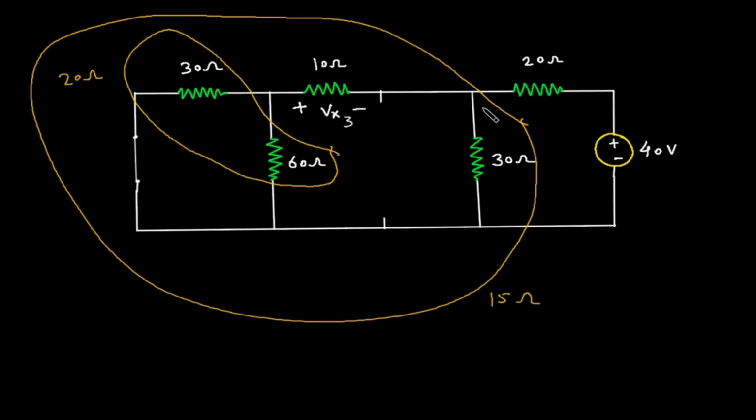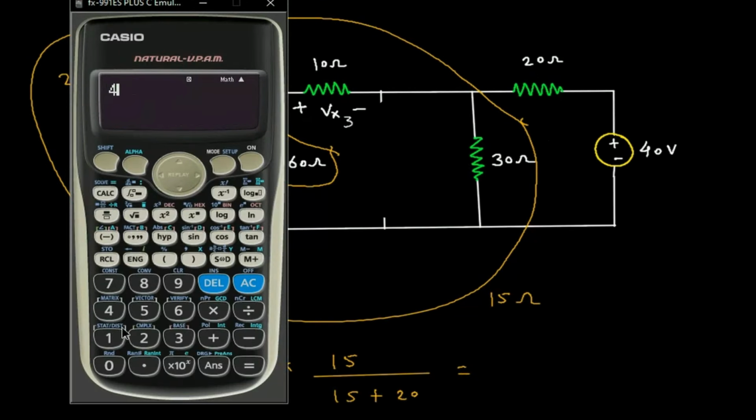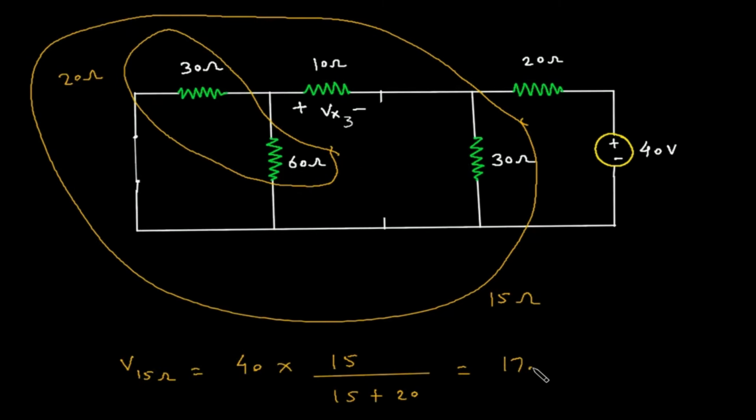Now the voltage across this 15 ohm will be V15 ohm is equal to this voltage 40 into this resistance, which is 15 by 15 plus 20. So this will be 40 into 15 by 15 plus 20. 17.14 volt is the voltage across this resistor.